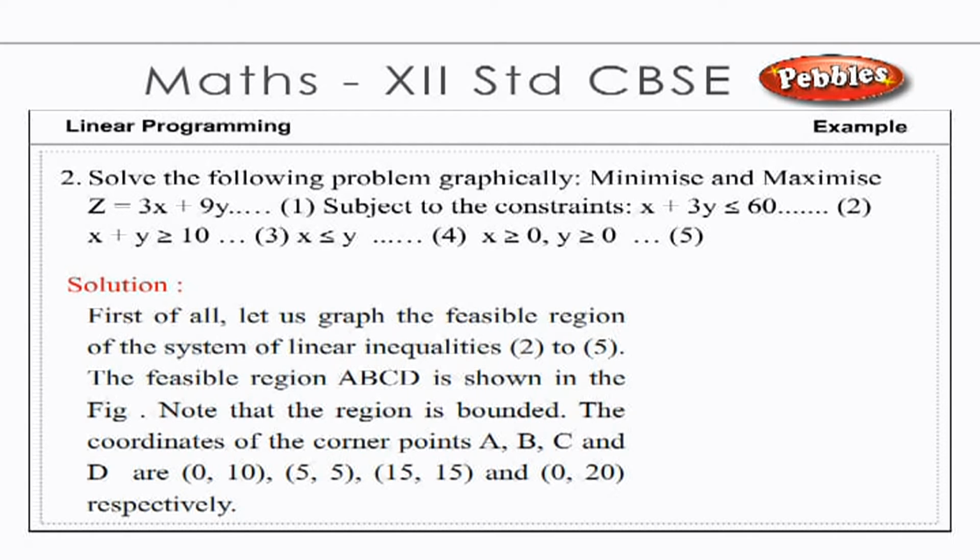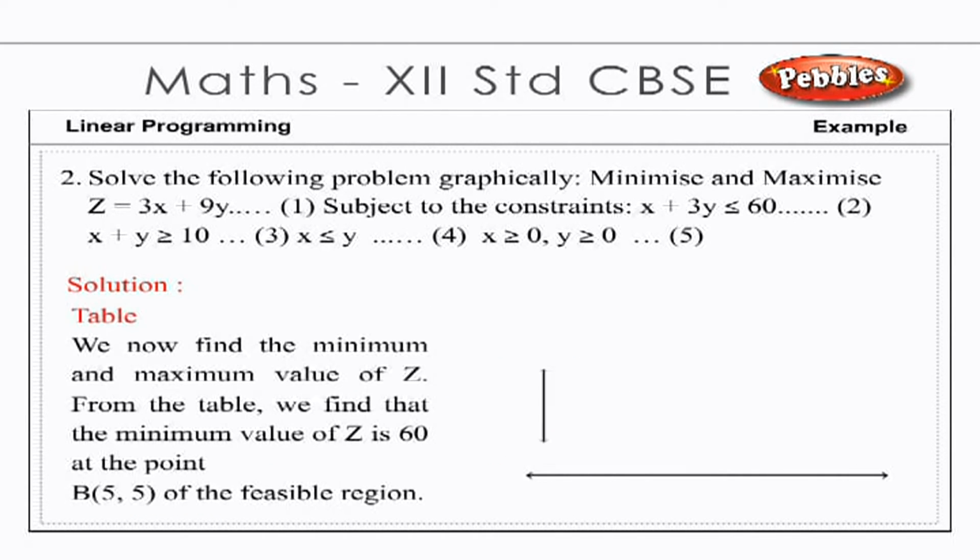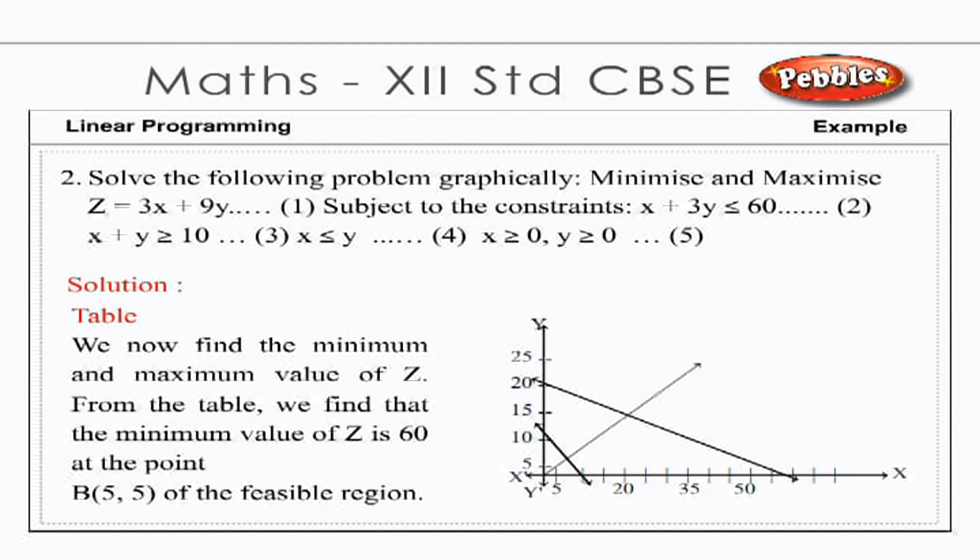The feasible region ABCD is shown in the figure. Note that the region is bounded. The coordinates of the corner points A, B, C and D are (0, 10), (5, 5), (15, 15) and (0, 20) respectively. We now find the minimum and maximum value of z.